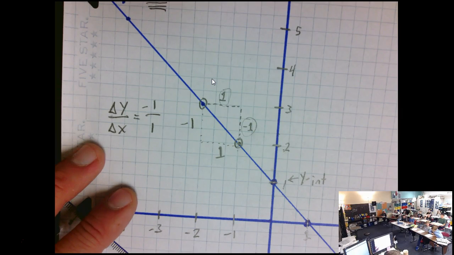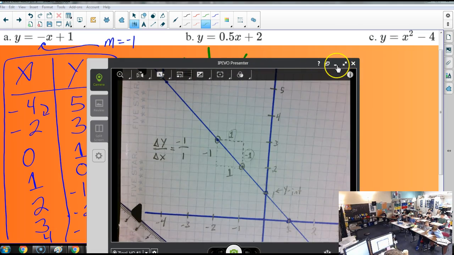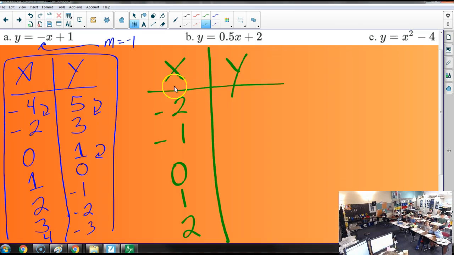I am scared as I look at some people's papers. Your next line, and if you already graphed it, you might have some erasing to do. Your next line should have a y-intercept of positive 2. Because when we plug in x is 0, 0 times anything, 0 plus 2, this is 2. Negative 2, what's half of negative 2? Negative 1 plus 2, positive 1.